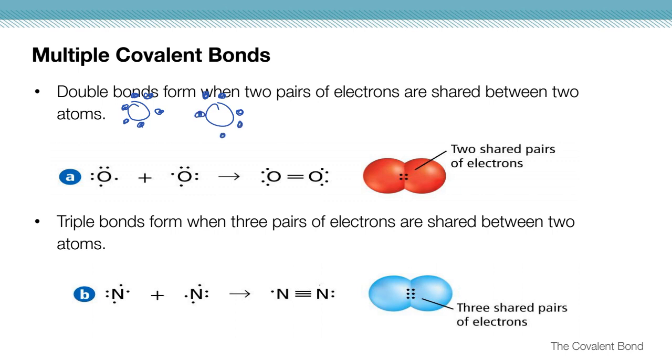If they each were to share just one pair, these 2 right here, now each of them has 1, 2, 3, 4, 5, 6, 7. Not enough. They each need 8. So they can each share another pair, and now they each have 8. That is how we get double bonds. This is a neater way of drawing that. Same idea with triple bonds. These 2 nitrogens here, if you were to just share one pair of electrons, they wouldn't have had the 8 they need. So you needed to go to the point where you were sharing 6 electrons for them to each have 8 electrons they can use.